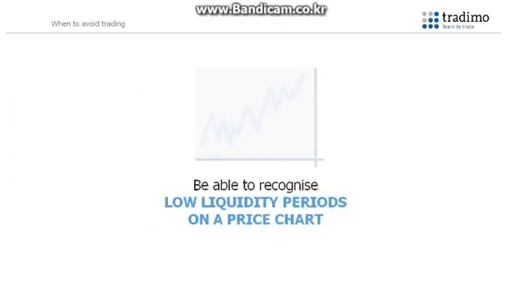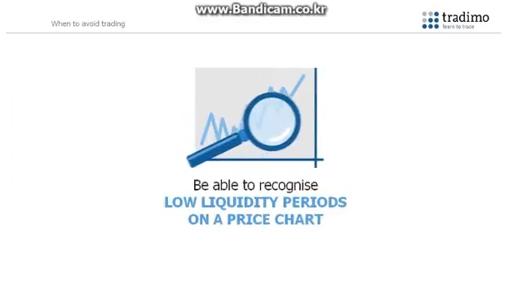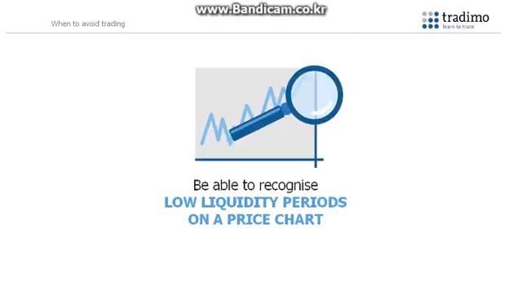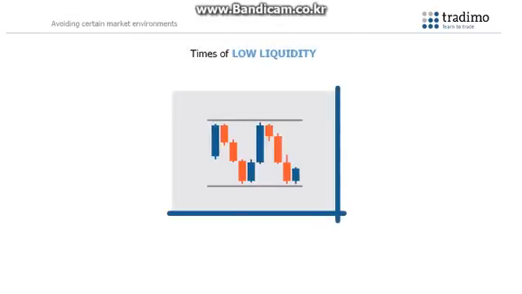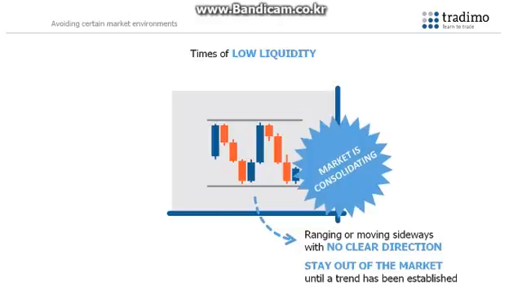It is therefore useful to be able to recognize low liquidity periods on a price chart. Times of low liquidity can be identified on price charts when consolidation is visible. The chart shows price action that is ranging or moving sideways with no clear direction. You can see that the market is consolidating during low liquidity hours, and so in these times, you could stay out of the market until a trend has been established.